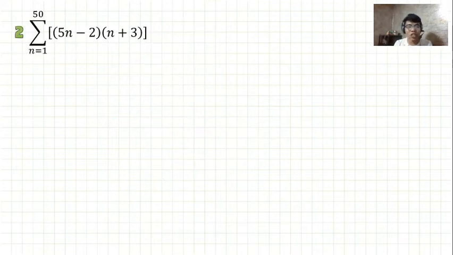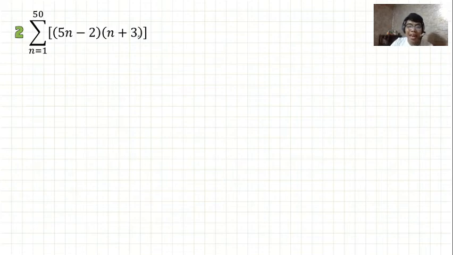Okay, so we have here the summation of the quantity 5n minus 2 times n plus 3, n is from 1 to 50. Okay, now take note, we don't have a property for multiplication kasi we have two expressions here na multiply. So therefore, you cannot have a property na i-distribute natin yung summation sa bawat factor. Hindi siya pwede. Okay, you cannot do that sa multiplication. Okay, walang property for that.